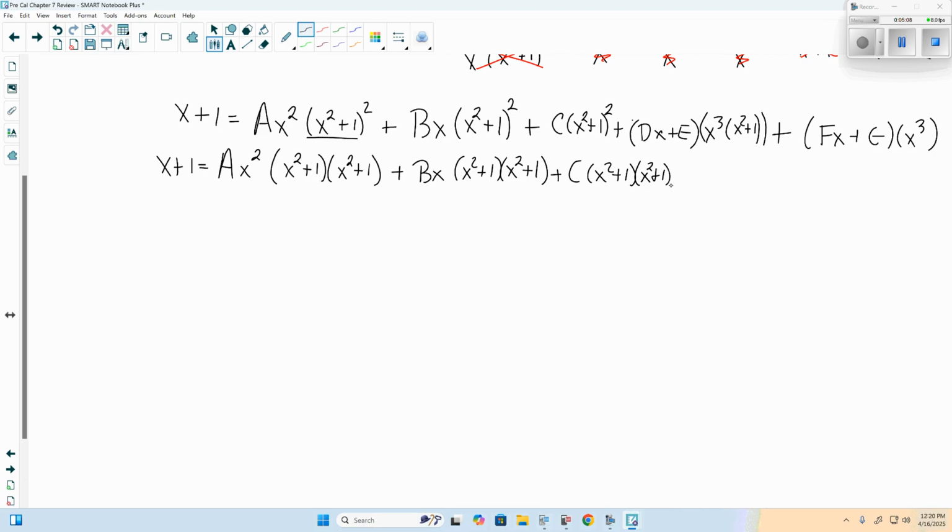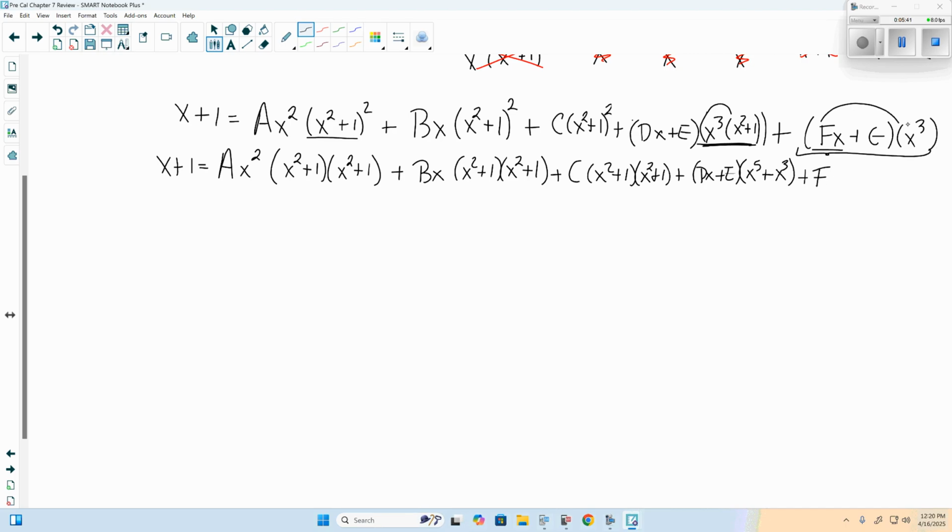Now, dx plus e. Here, next we have x cubed times our x squared plus 1. Let's go and multiply that out. X cubed times x squared is x to the 5th. X cubed times 1 is x cubed. And down here at the end, we have fx plus g times x cubed.